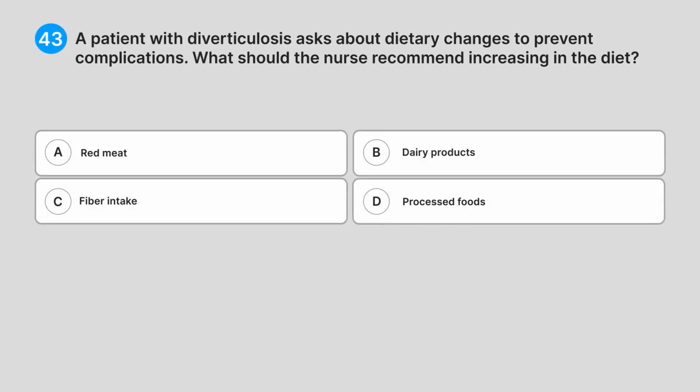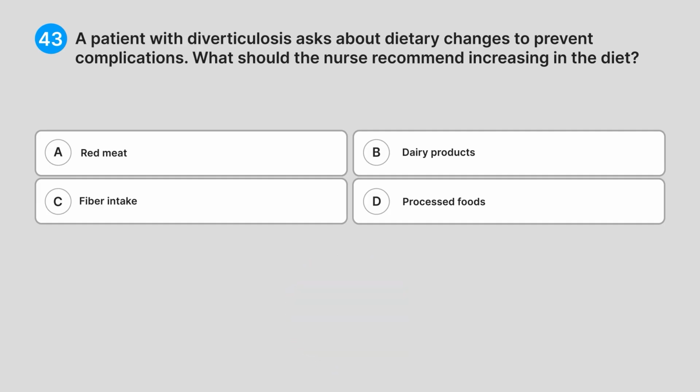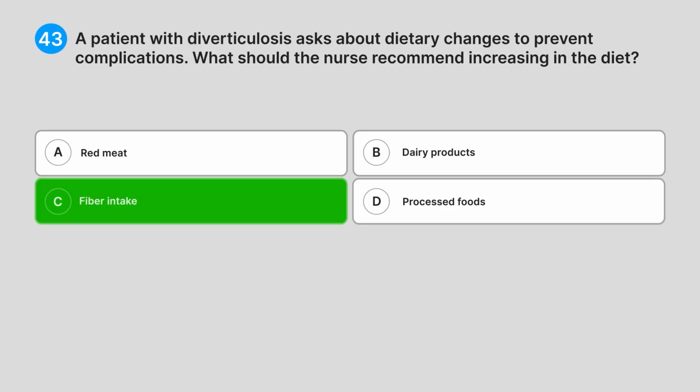43. A patient with diverticulosis asks about dietary changes to prevent complications. What should the nurse recommend increasing in the diet? A. Red meat. B. Dairy products. C. Fiber intake. D. Processed foods. Can you guess the answer? Correct answer, C. Fiber intake.